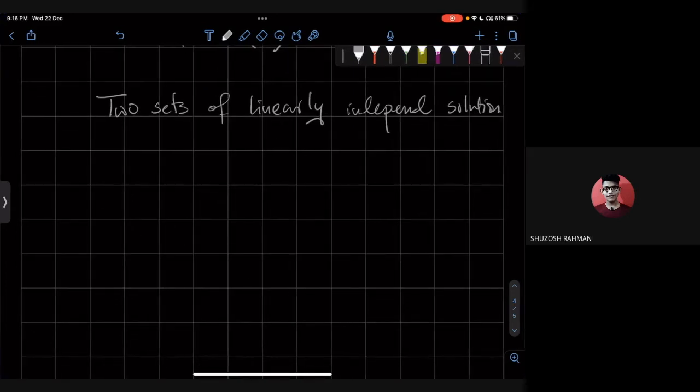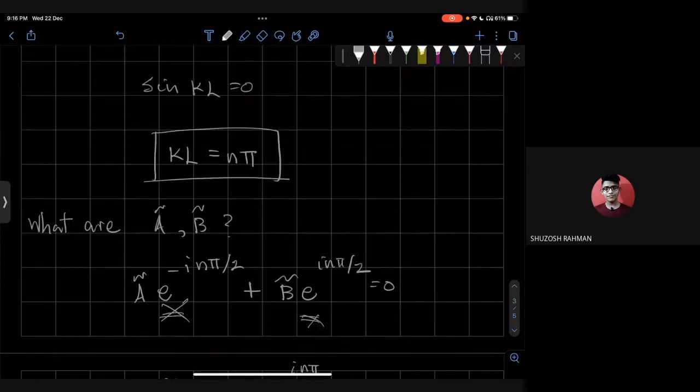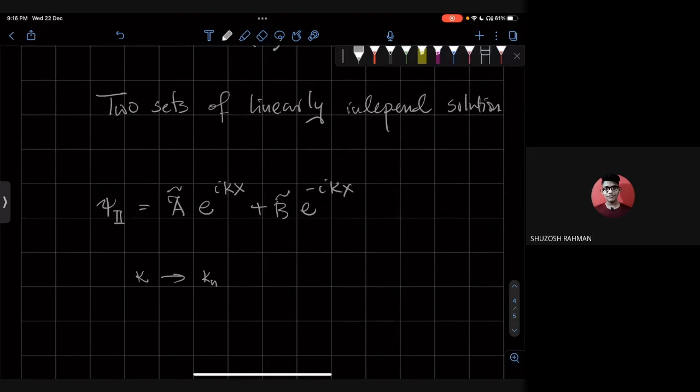So our solution was psi of 2 is A tilde e to the power i k x plus B tilde e to the power minus i k x. Now the boundary conditions, all that they do is that they give you some quantization value of k. K gets replaced by k n, right? Because if I solve this condition for a given value of L, all that it is going to tell us is that k can only take some discrete values, right? So that's all we get from here.